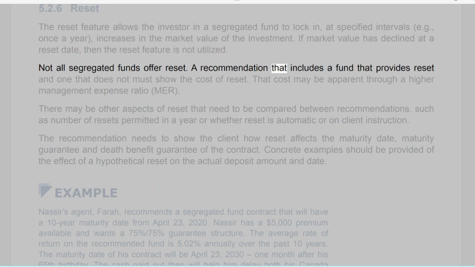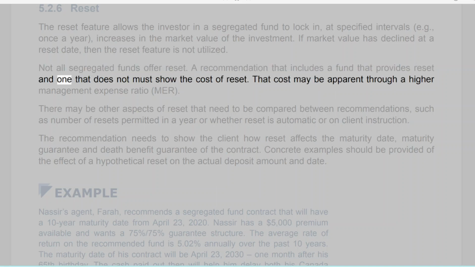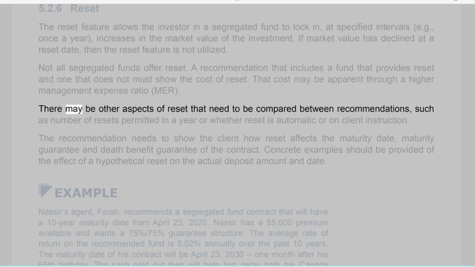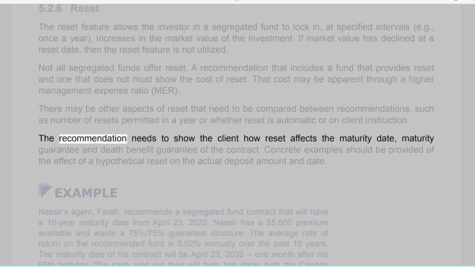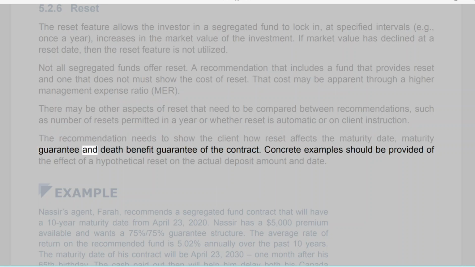A recommendation that includes a fund that provides reset and one that does not must show the cost of reset. That cost may be apparent through a higher management expense ratio, MER. There may be other aspects of reset that need to be compared between recommendations, such as number of resets permitted in a year or whether reset is automatic or on client instruction. The recommendation needs to show the client how reset affects the maturity date, maturity guarantee, and death benefit guarantee of the contract.